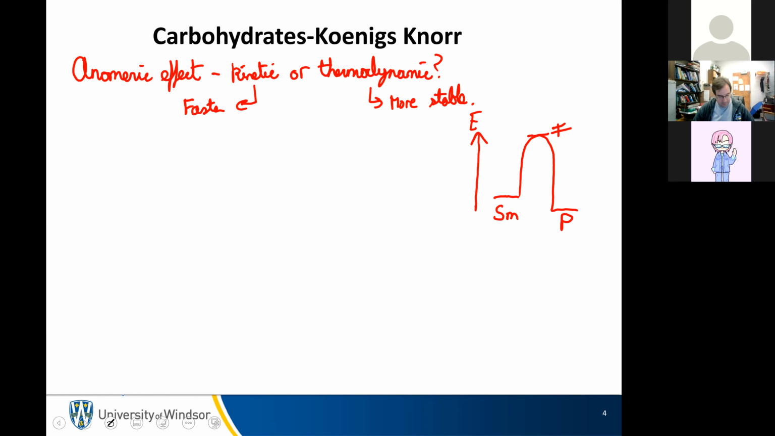For the kinetic product, lower the energy of the intermediate. Right. Intermediate? Yeah. So transition state. Oh, transition state. Yeah. So sorry. Remember the difference between an intermediate and a transition state.